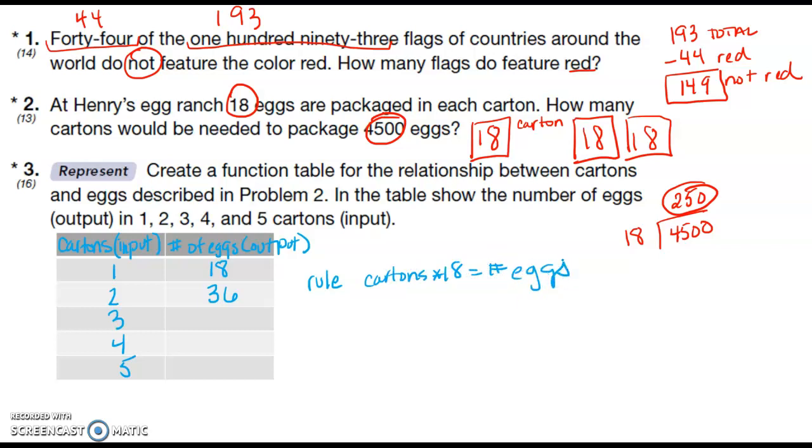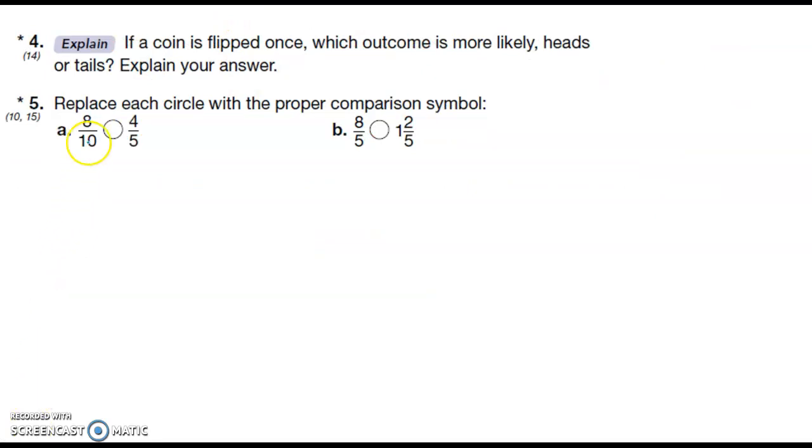So let's see. 3 times 18 equals 54. I should have known that one. It's early. 4 times 18, 72. So this is 1 times 18. 2 times 18, 3 times 18, 4 times 18, and 5 times 18. I bet it ends in a 0. Oh, 90. 5 times 18. All right, let's go to the next problem.